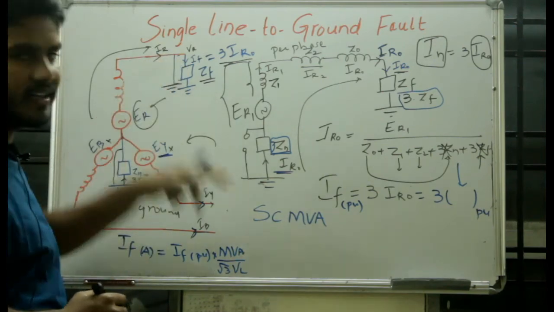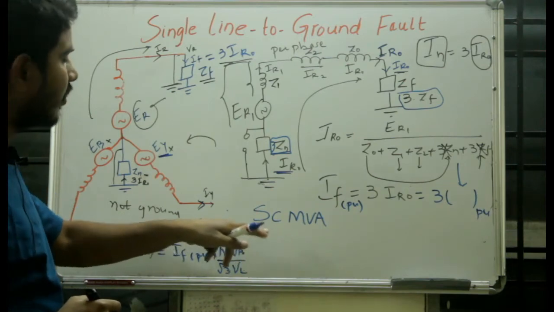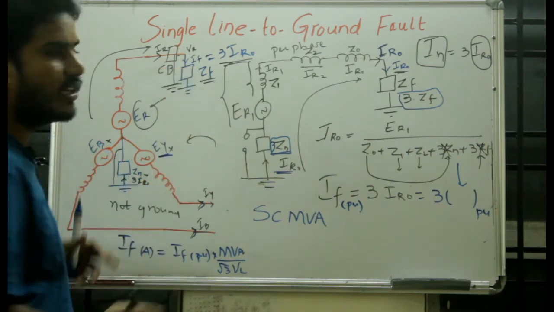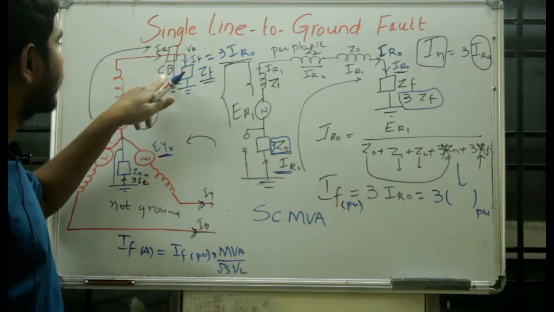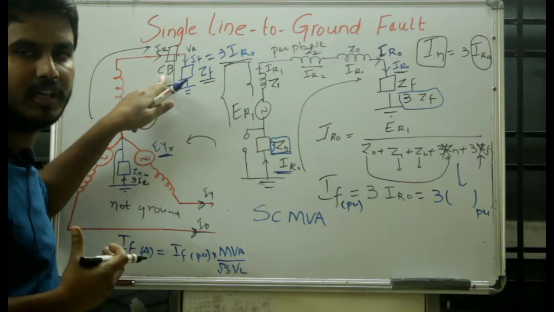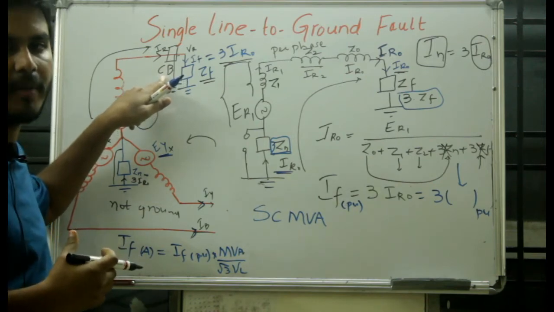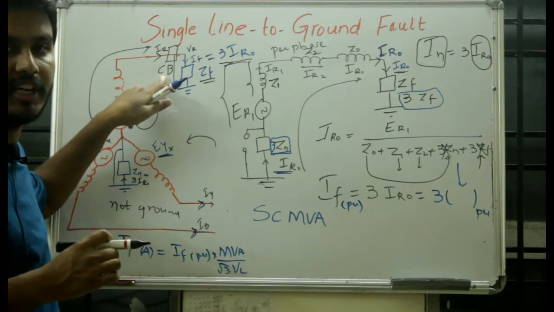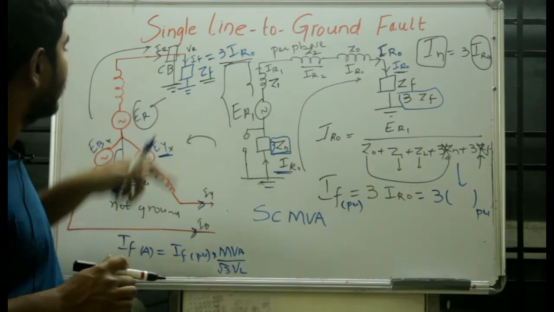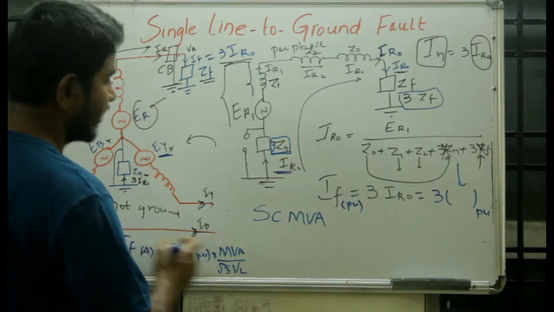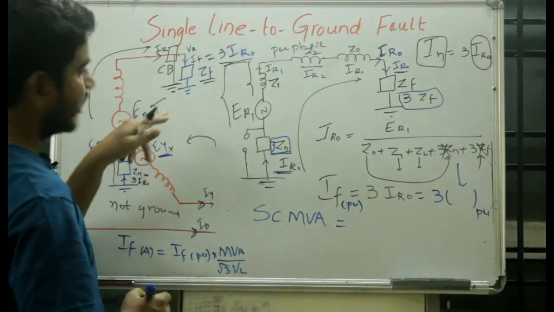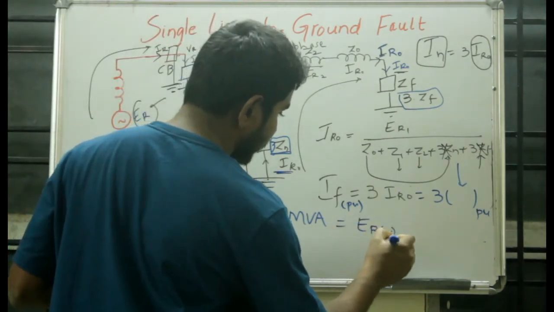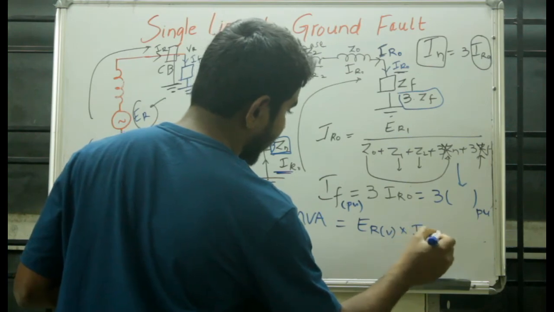Now why do we find the short circuit MVA? Short circuit MVA is found to decide the rating of a circuit breaker, so that the circuit breaker can act to limit the fault current. Otherwise the system damage will be severe, your conductors may burn, and it may damage the equipment in the power system. Now the short circuit MVA can be simply written as, in actual values, ER in volts into IR in amperes.